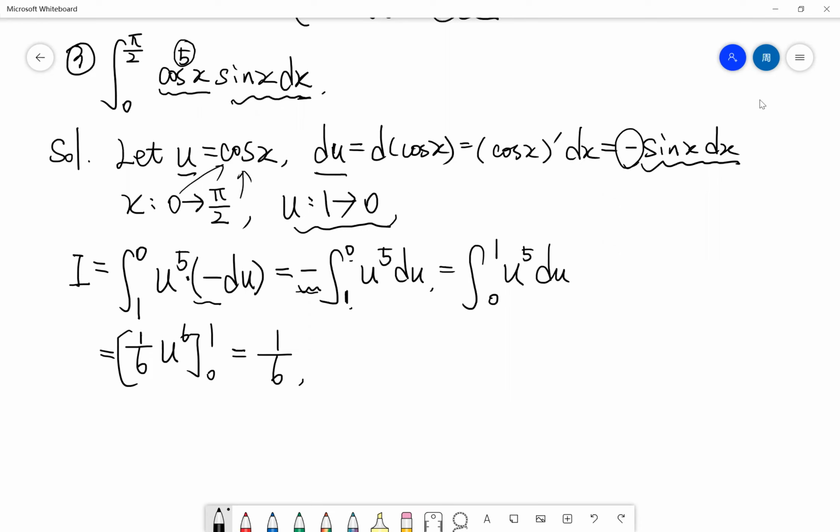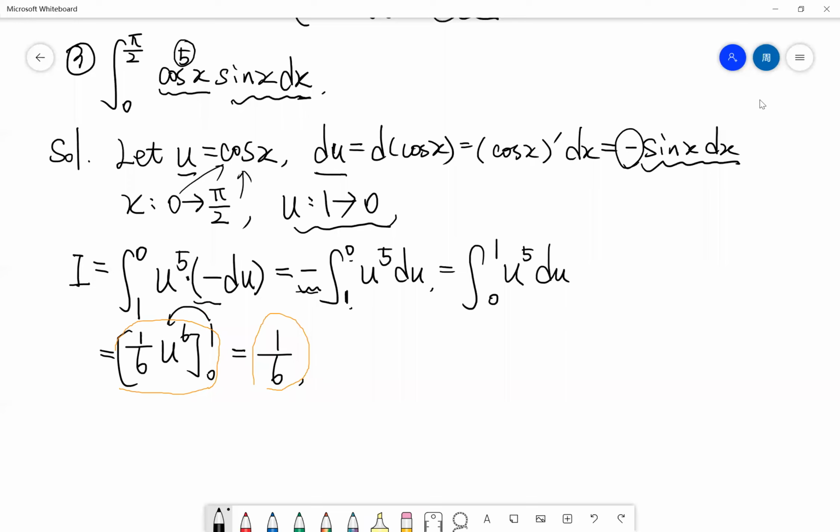Any questions here? Sure, I have a question. How did we get 1 by 6 from this row? Oh, you first substitute 1 into this function.